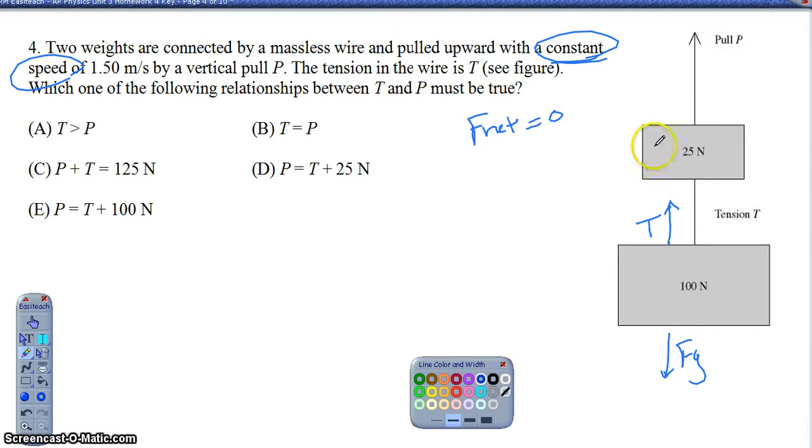Well, because I know it's moving at a constant velocity, if I focus on this block, right, on that 25 Newton block, well, I've got tension P pulling upward.